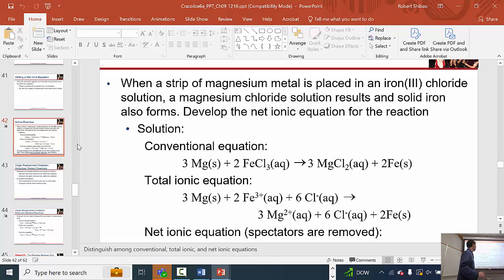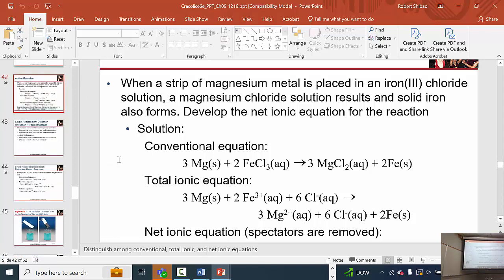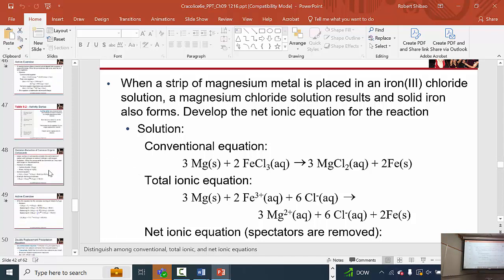Magnesium. And so this is going from a more active to a less active. Iron does burn like steel wool, but it doesn't burn like magnesium. It doesn't get white hot like magnesium does. And we can verify that by going to the activity series.